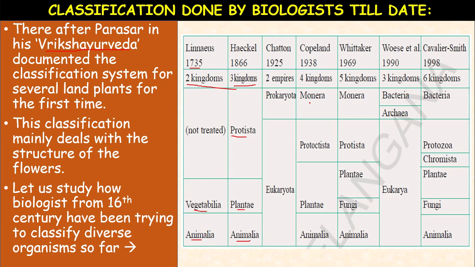In 1969, Whittaker introduced the five kingdom classification. This is the most accepted classification, followed for a long time. What is Whittaker's five kingdom classification? The five kingdoms are Monera, Protista, Plantae, Fungi and Animalia. So he separated the fungi.